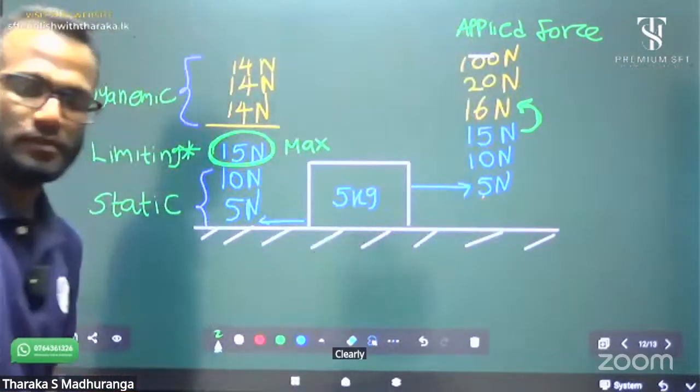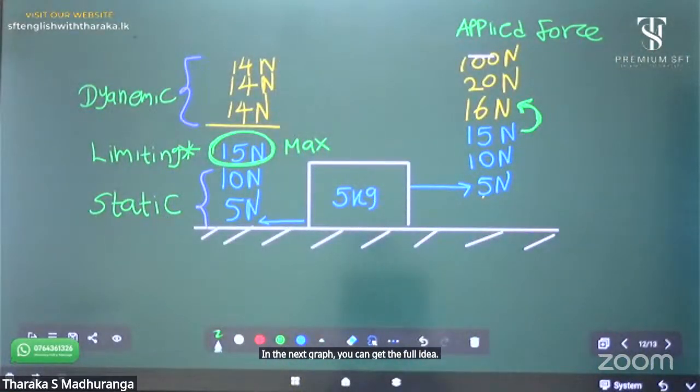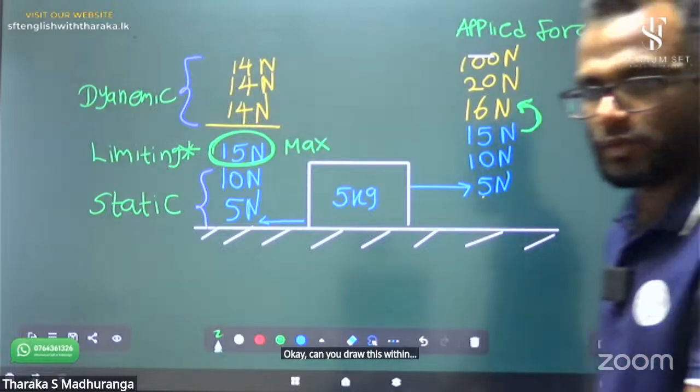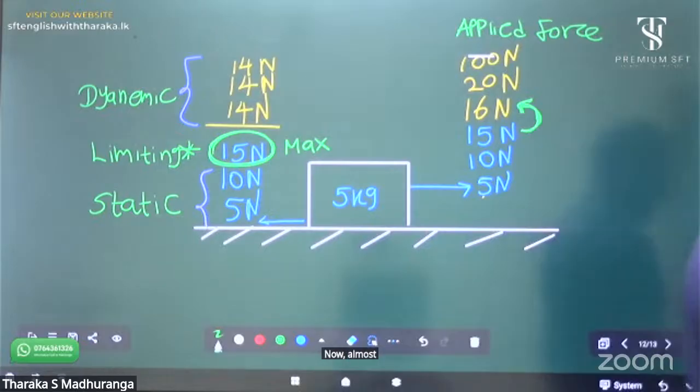Clearly draw this. In the next graph you can get the full idea. Okay, can you draw this within 2 minutes?